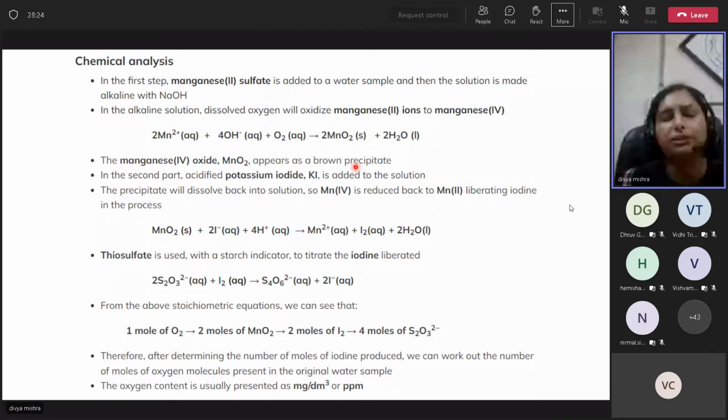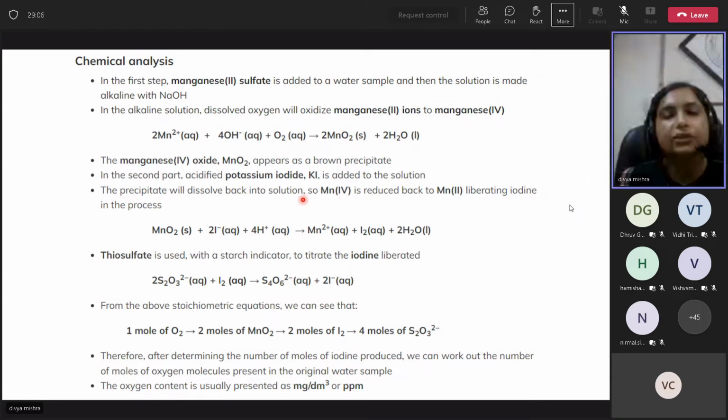You will allow it to settle down, and then later on we will add some acid here, sulfuric acid, so the precipitate is dissolved back into the solution, and by this we are limiting the oxygen present in the system, so that now we can keep this for a longer period also. There will not be any chemical change. Otherwise, if your bottle is kept open and we have not dissolved that precipitate, then there may be a change.